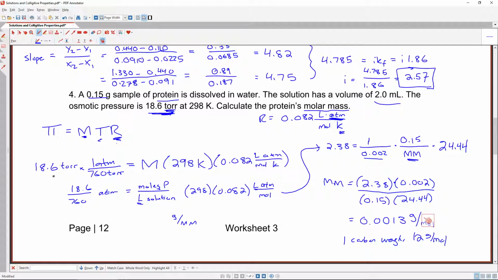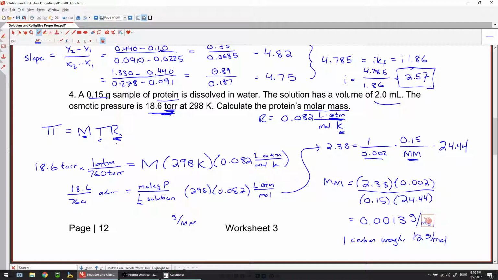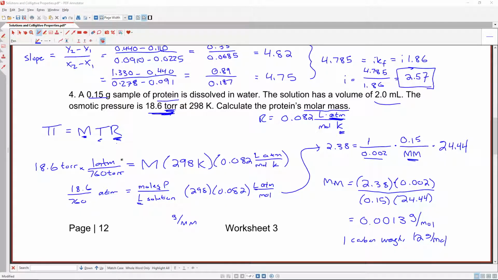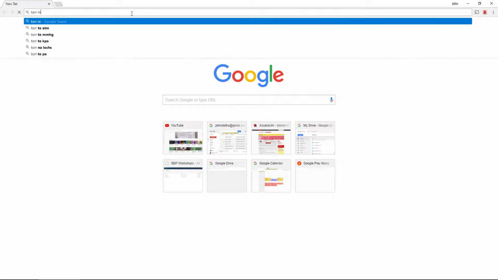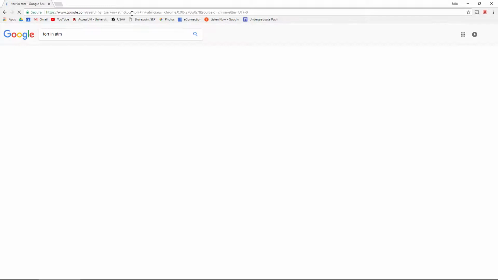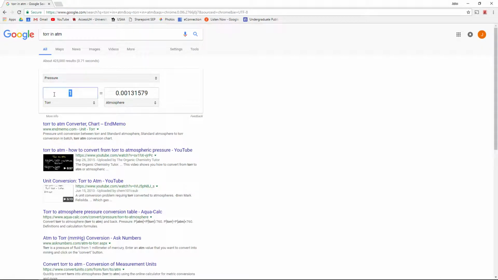Okay. So 18.6 torr, 760 torr per atmosphere. Let's validate that. This is going to be a long video. Okay, so torr in atmosphere. 760. Right, so 760 torr per 1 atmosphere. Okay, so that's not incorrect.